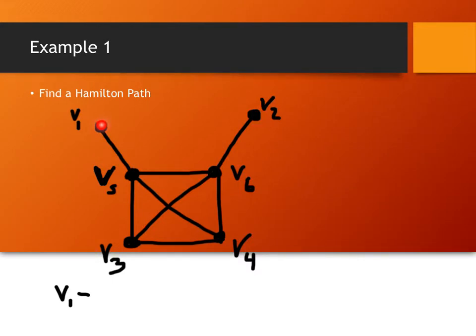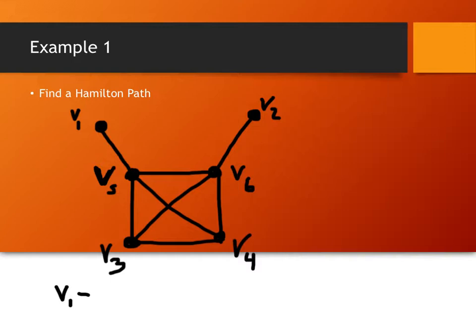But if you think about it, you start at V1, you can go down to V5, V3, V4, V6, and then out to V2. So that is one Hamilton path. So going from vertex 1 to 5 to 3 to 4 to 6 to 2. By the way, that's not the only one in this case. You could have gone V1 to V5, V5 to V4, V4 to V3, V6, V2. All right.